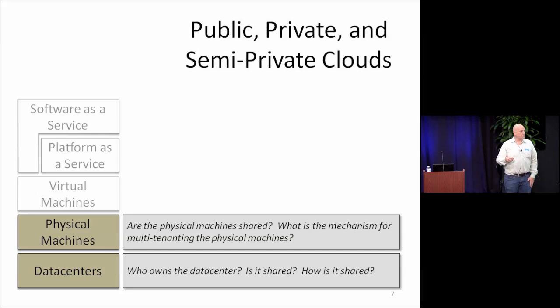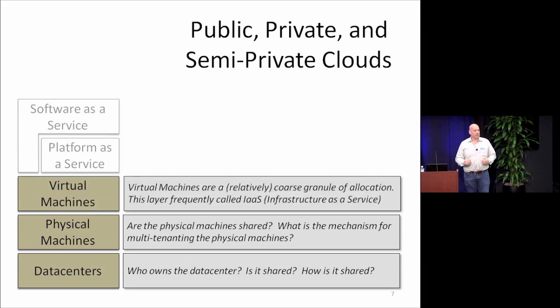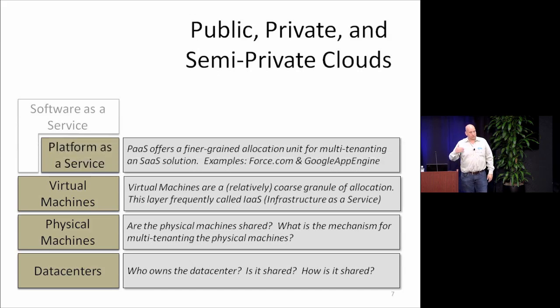If you go to Amazon EC2, the physical machines are shared. The virtual machines are not. Okay? And so if you're running multiple virtual machines, how do you make sure they're not interacting with each other and kind of annihilating the other buddies that are in the same physical machine, right? What's the mechanism for multi-tenanting them? Virtual machines are actually a coarse granule of allocation, and this layer is frequently referred to nowadays as infrastructure as a service, that layer of providing a VM and storage too.